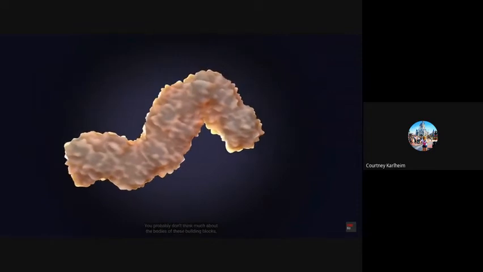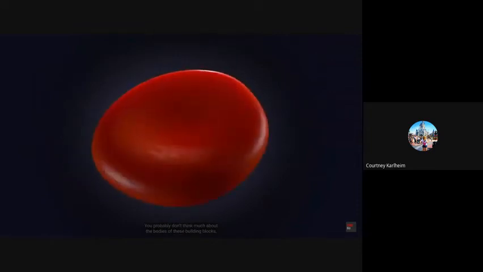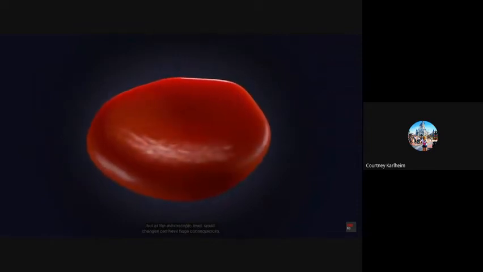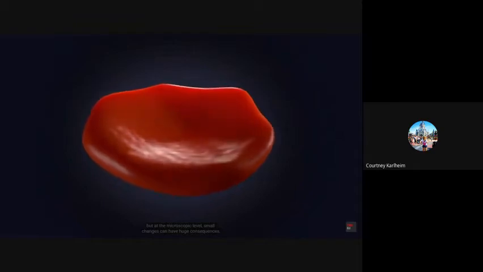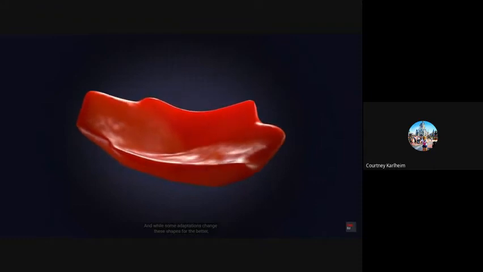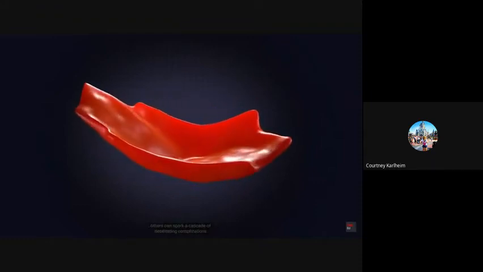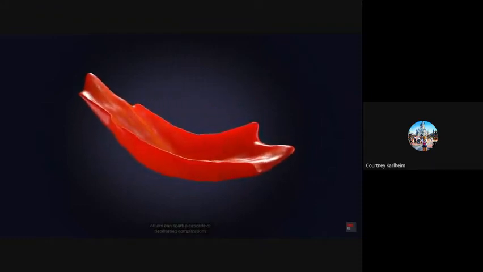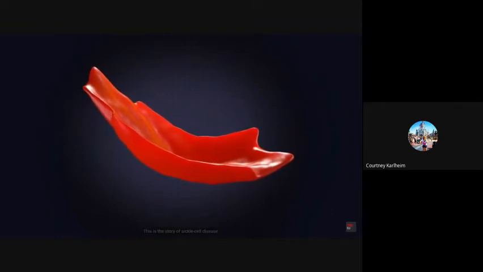What shape are your cells? Squishy cylinders? Jagged zigzags? You probably don't think much about the bodies of these building blocks, but at the microscopic level, small changes can have huge consequences. And while some adaptations change these shapes for the better, others can spark a cascade of debilitating complications. This is the story of sickle cell disease.